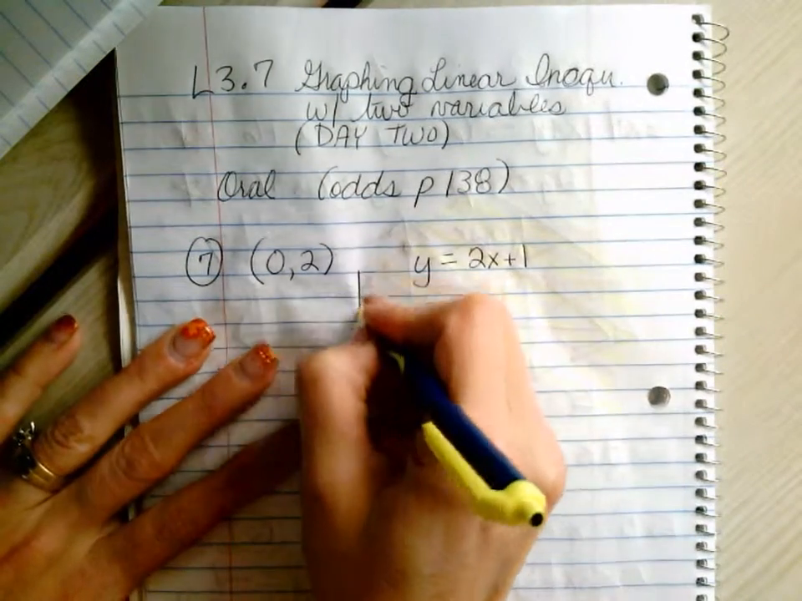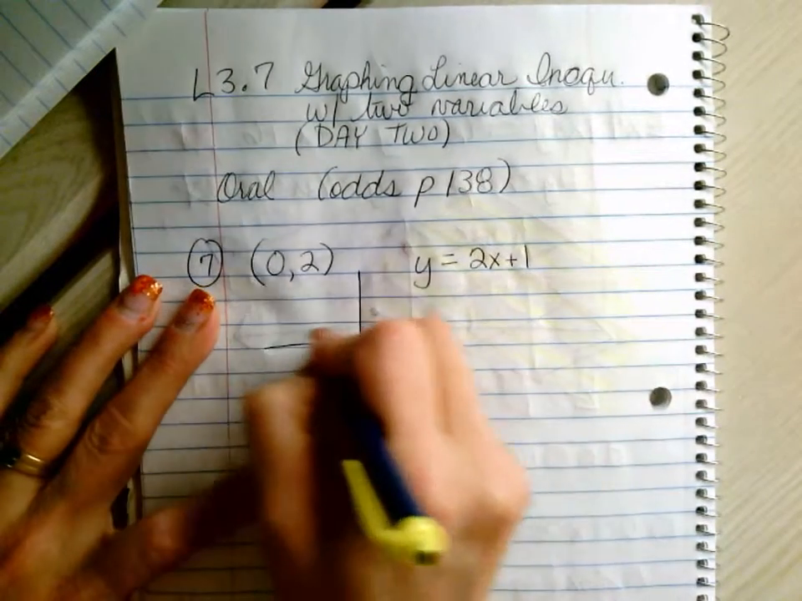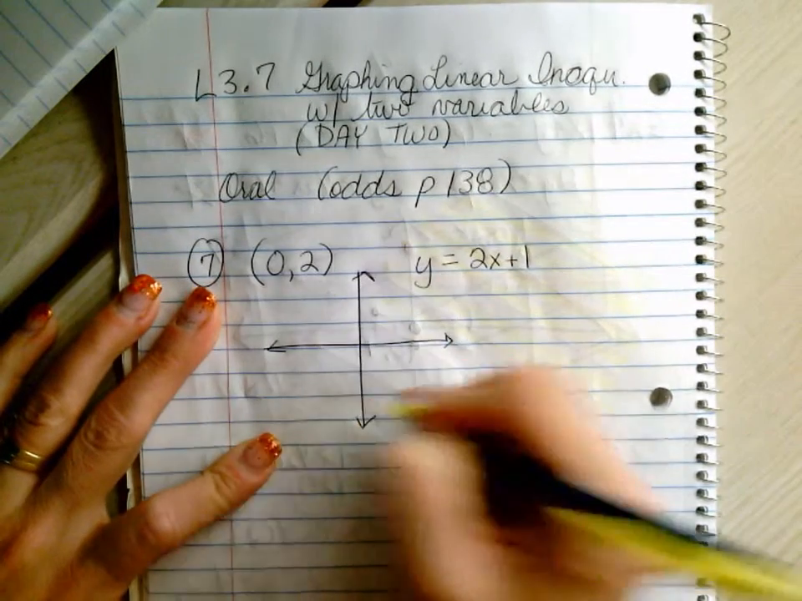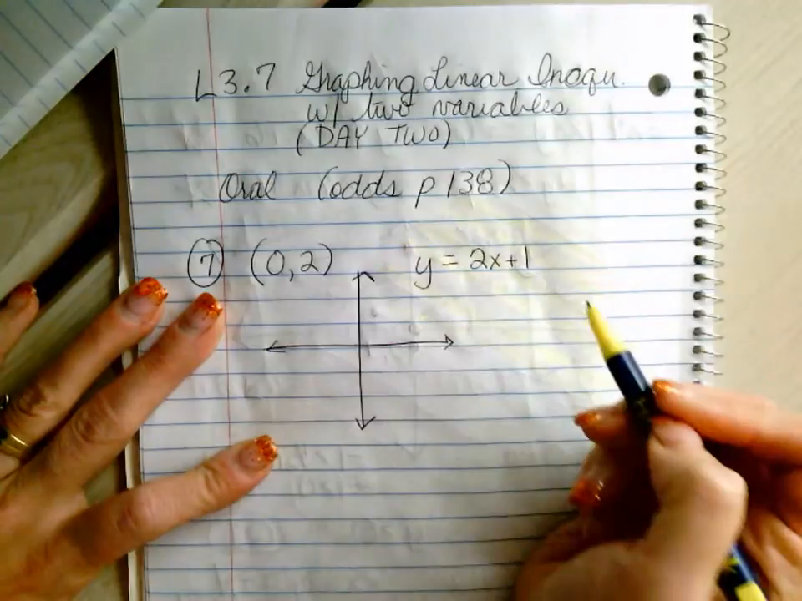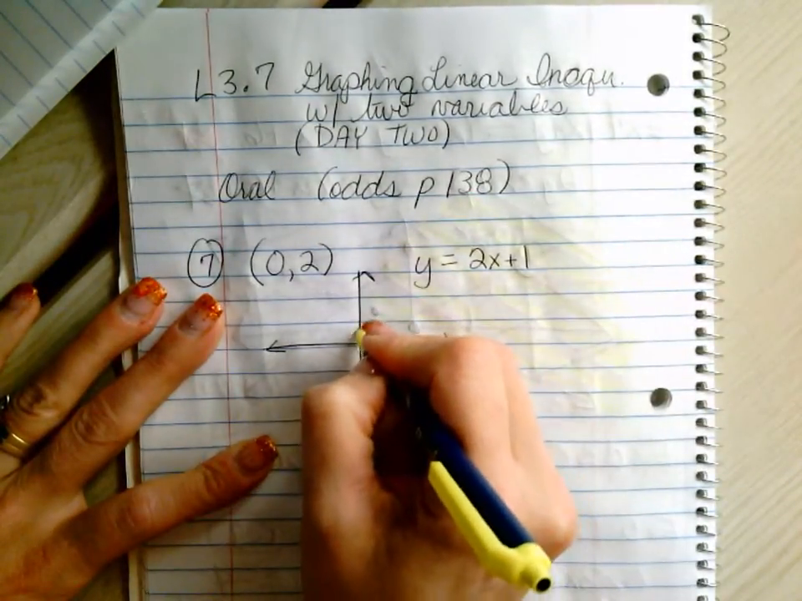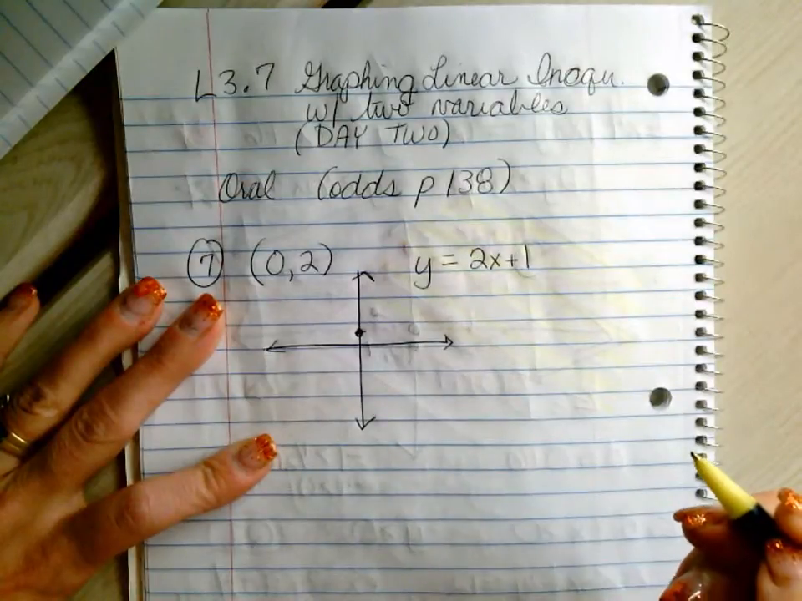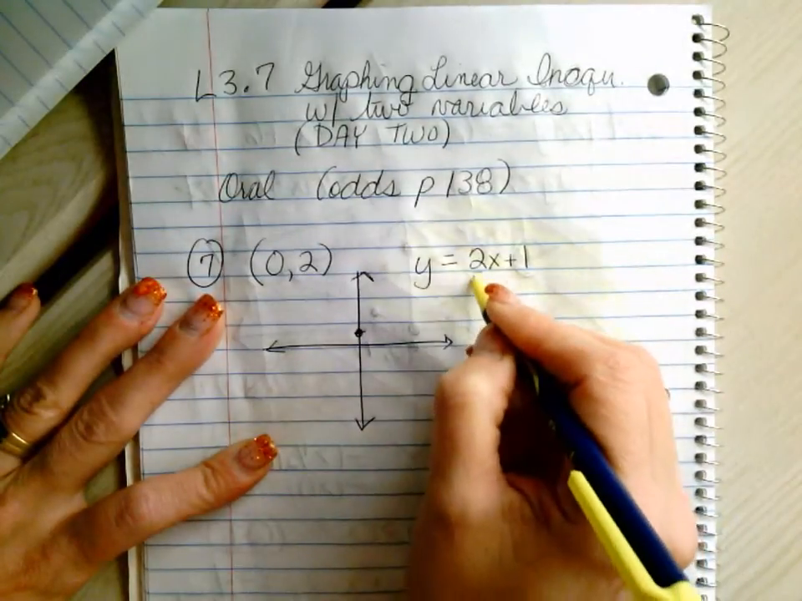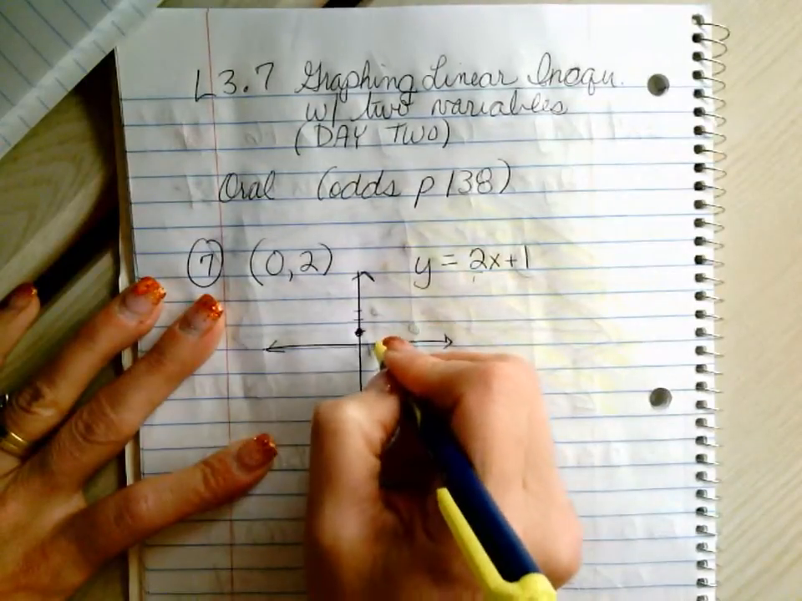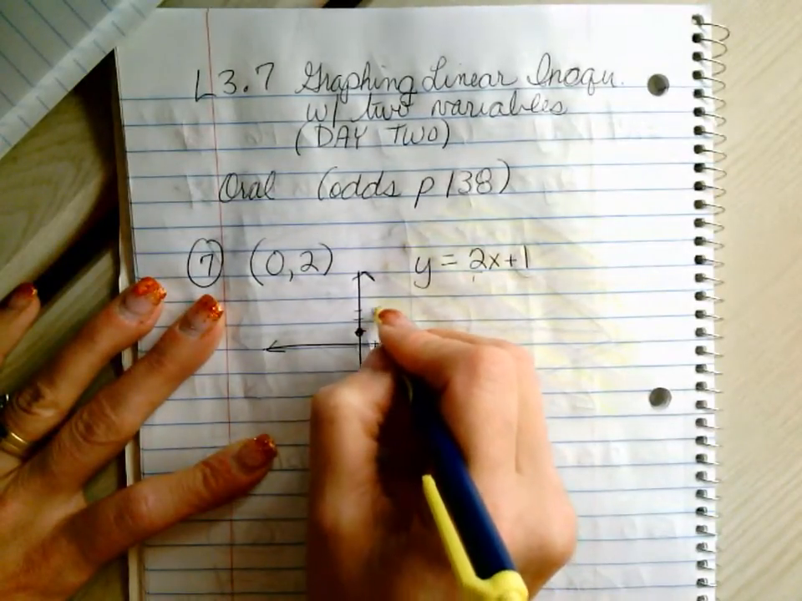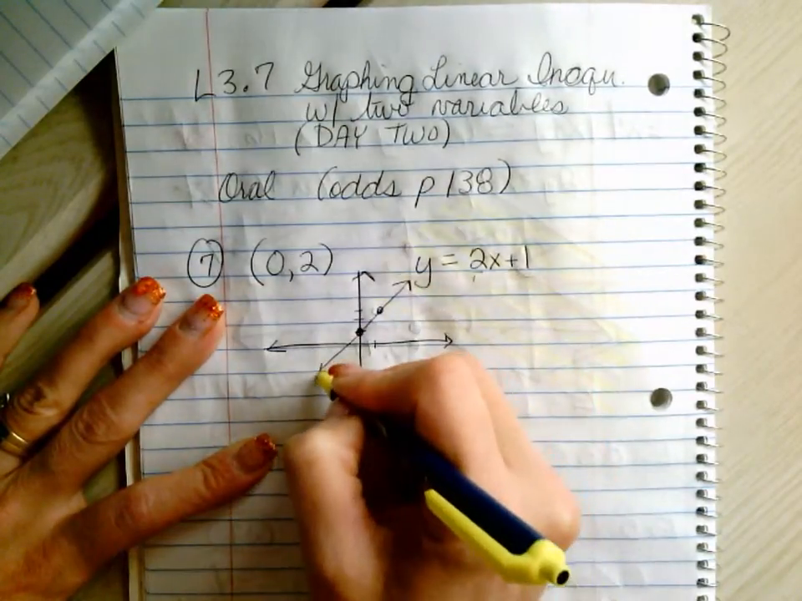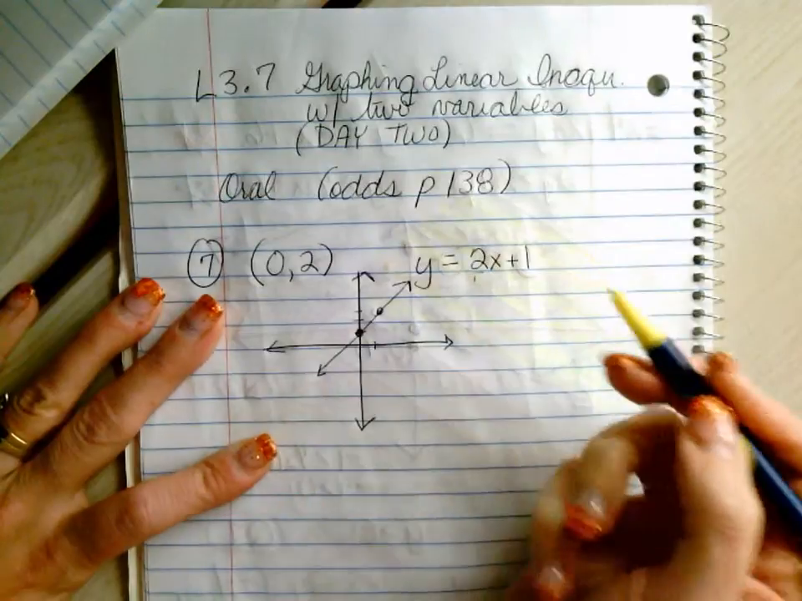Okay. So I'm going to make a nice little generic line graph. My y-intercept is 1, which means over 0, up 1. And my slope is 2, which is 2 over 1, right? So up 2 over 1 looks something like that. It's a solid line because it's equal to.